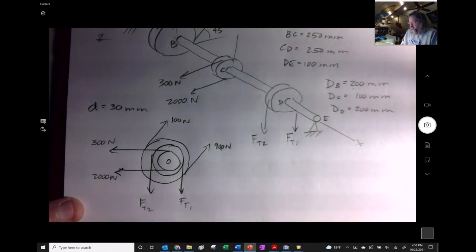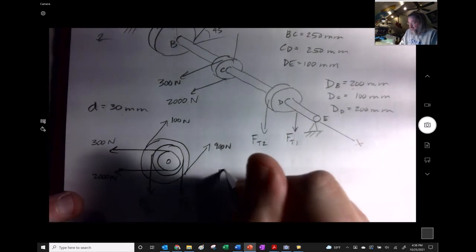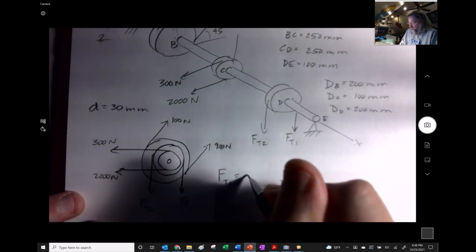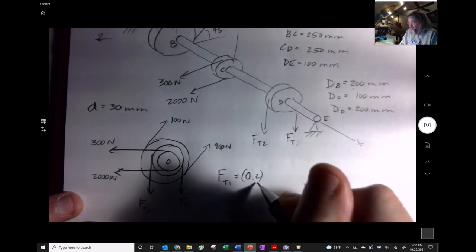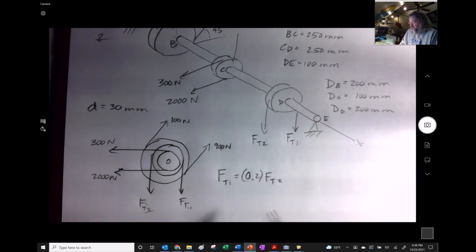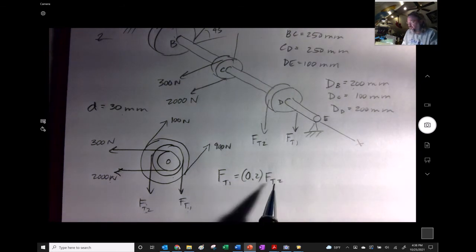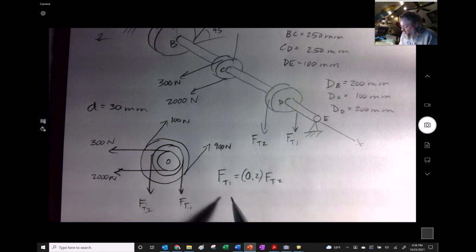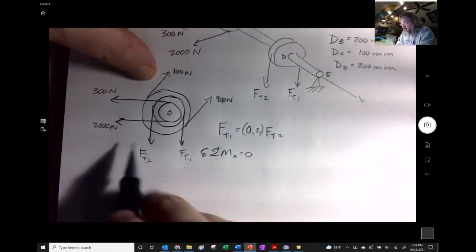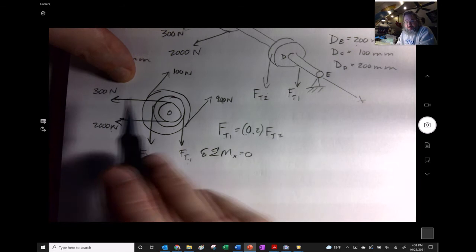So you expect that this is also going to be counterclockwise rotation, so that FT2 must be bigger than FT1, right? So FT1 is equal to 0.2 of FT2. So FT2 is larger than FT1, which means FT1 is 20% of FT2. So if we take the sum of the moments about the x-axis right here, I'm going to go ahead and take these as differences right here.